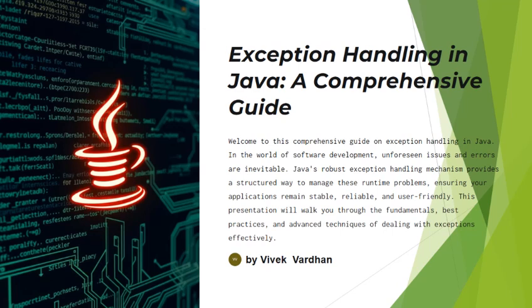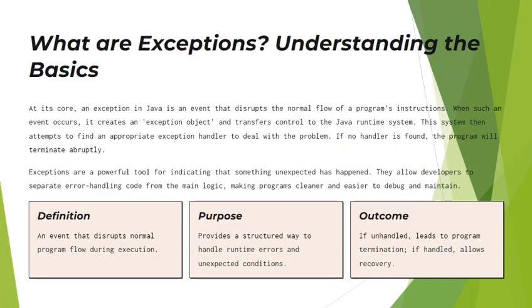In the world of software development, unforeseen issues and errors are inevitable. Java's robust exception handling mechanism provides a structured way to manage these runtime problems, ensuring your applications remain stable, reliable, and user-friendly. This presentation will walk you through the fundamentals, best practices, and advanced techniques of dealing with exceptions effectively. What are exceptions? Understanding the basics.